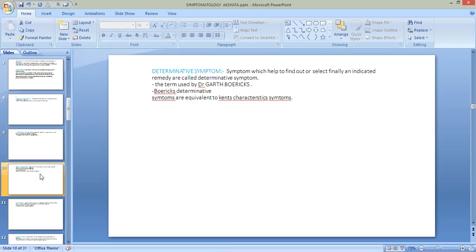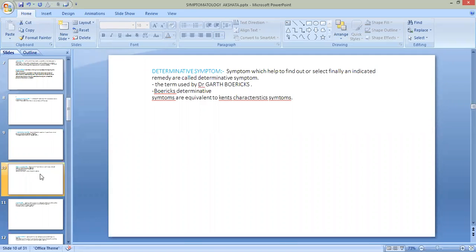Then determinative symptom. Symptoms which help to find out or select finally an indicated remedy are called determinative symptoms. What is determinative symptom? These are the symptoms which help us to find out or select finally an indicated remedy.